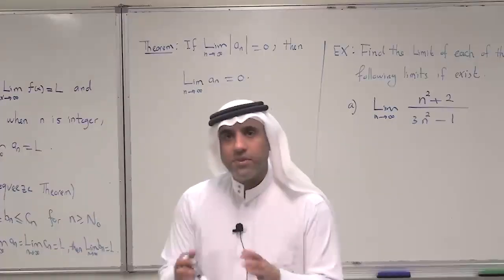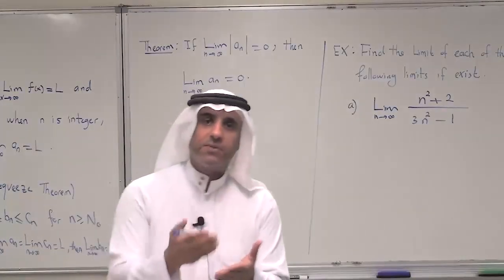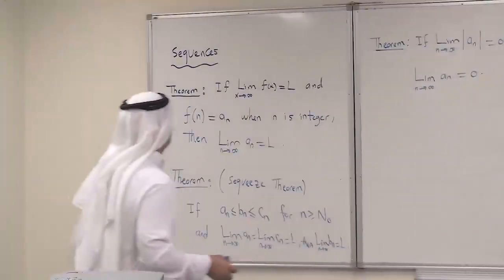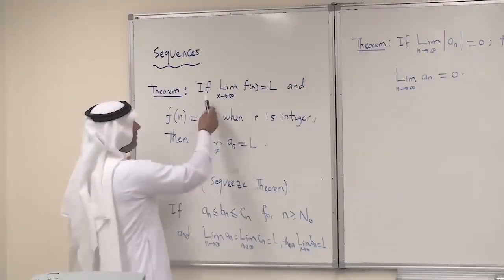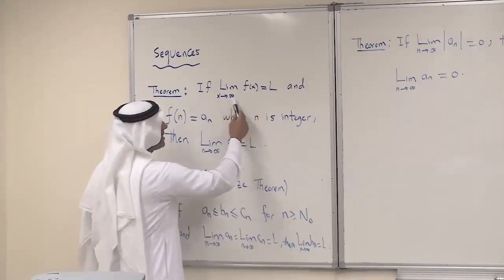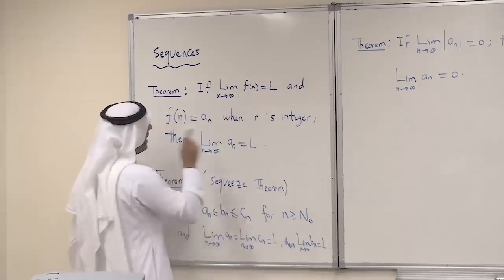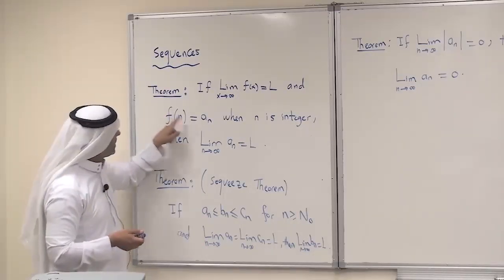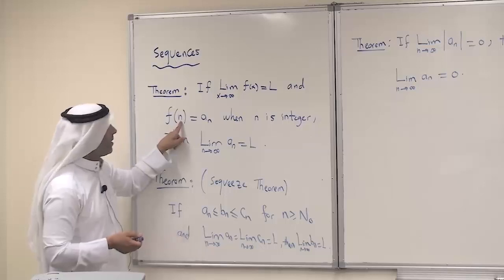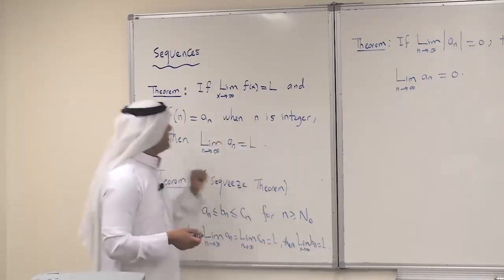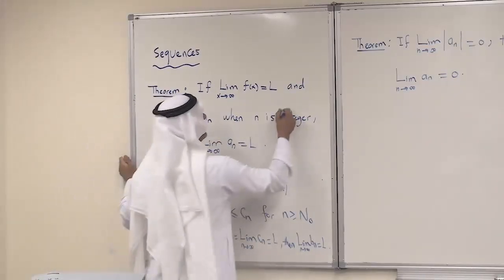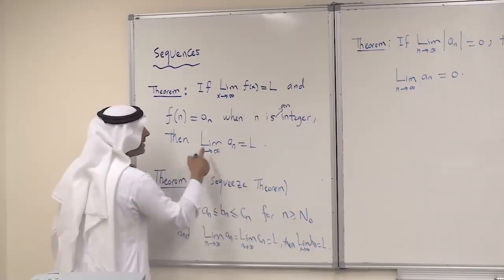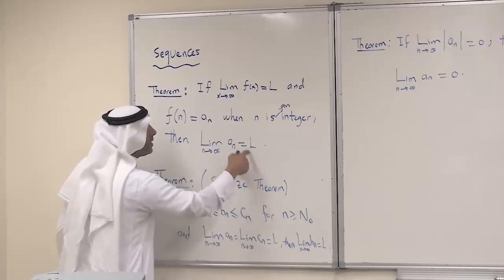Now let us discuss some theorems that will help us to find the limit of a given sequence. The first theorem of interest is this. It says, if the limit of f of x as x goes to infinity equals L, and the function agrees with the sequence at the integer points, where n here is an integer number, then the limit of a_n as n goes to infinity is also equal to L.